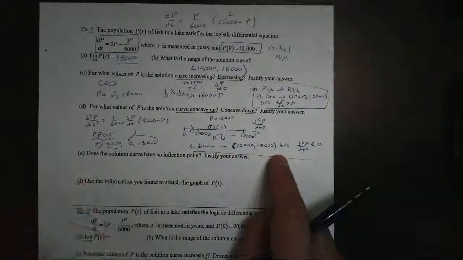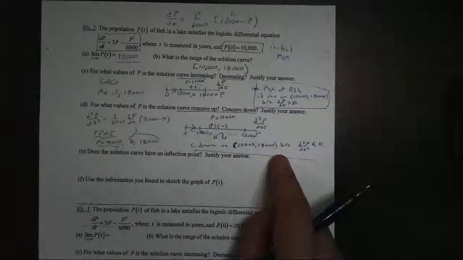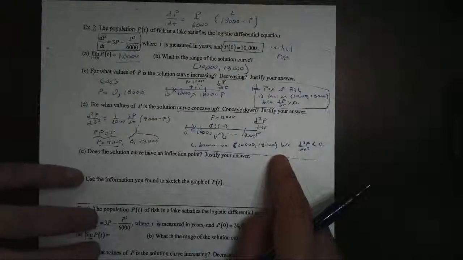And if you work for the Fish and Wildlife, you can tell somebody, hey, if we start with 10,000 fish, yeah, they're going to be increasing, but that rate is going to be slowing down.